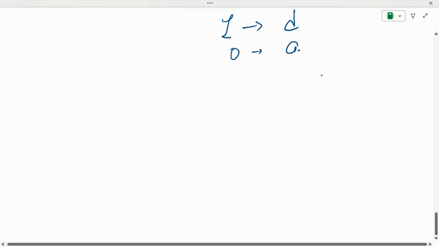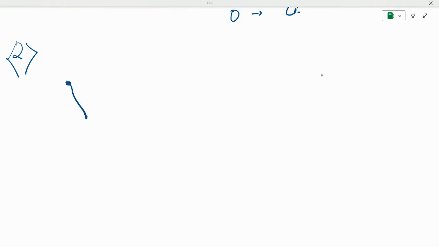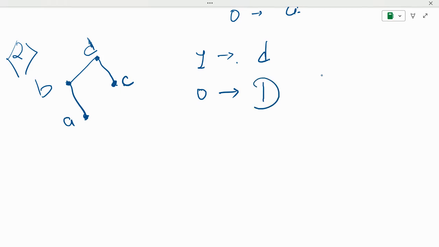Let's see another example. So this is another example, and here we have elements like this: B, A, D, and C. The greatest is an element that covers all the elements. So D covers B, A, and C. So D is greatest. But for the least, which is being covered by all the elements? A is covered by B and D but not C. So we can say that it does not exist.